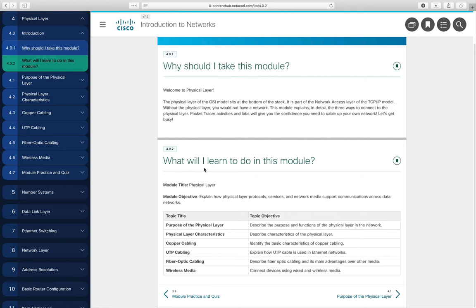We're going to learn about the physical layer. Why do we have it? We're going to talk about some of the characteristics of the physical layer, and then we're going to talk about cabling or media, in particular copper cable, in particular unshielded twisted pair cable, which is copper. We'll talk about fiber optic cabling, and we'll talk about wireless media, or communicating in a wireless network.